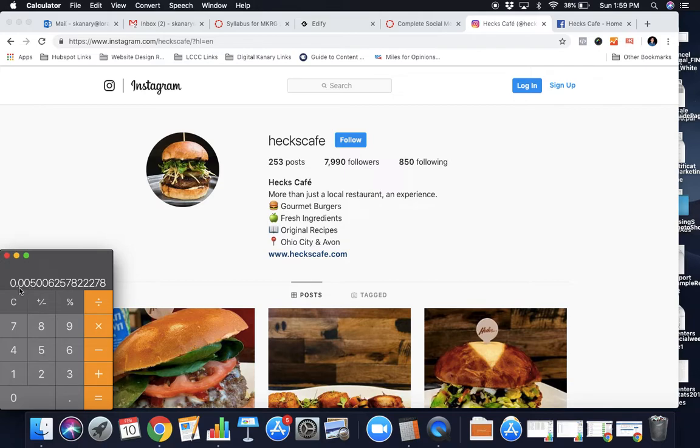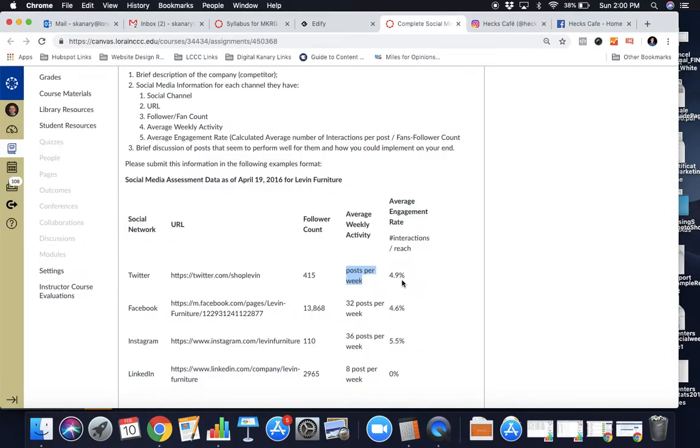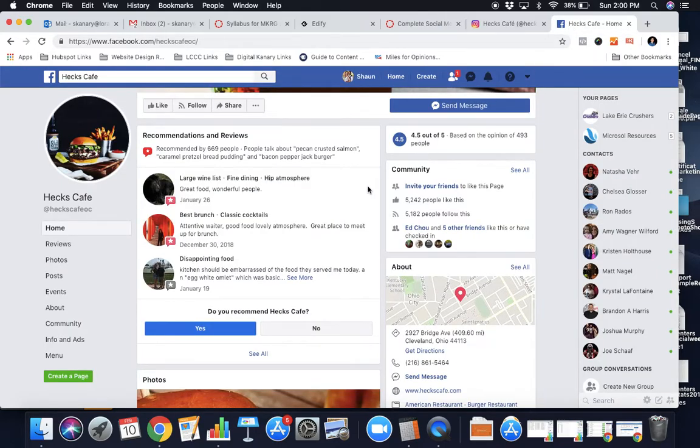Remember, after the decimal, it's a tenth of a percent, single digits of a percent, and then after that is percentages of a percent or decimals of a percent. So this is 0.5% or half of 1%. So right there, my interaction rate, I would put one post per week, and my interaction rate is half a percent, 0.5%. Let's figure it out for Facebook.